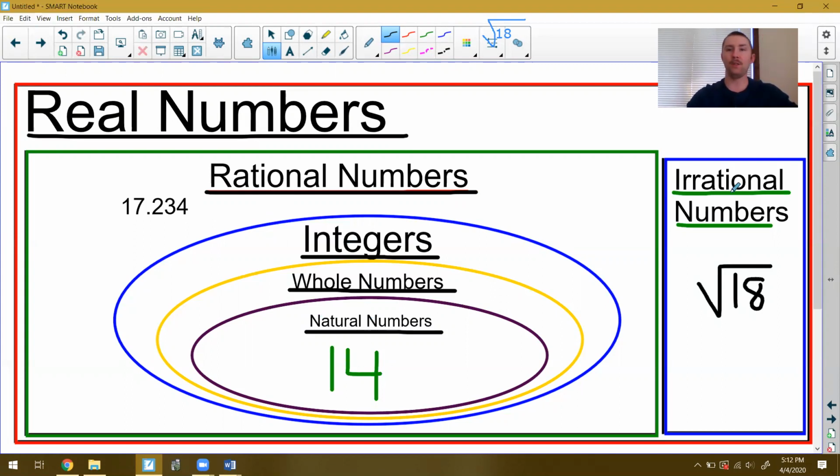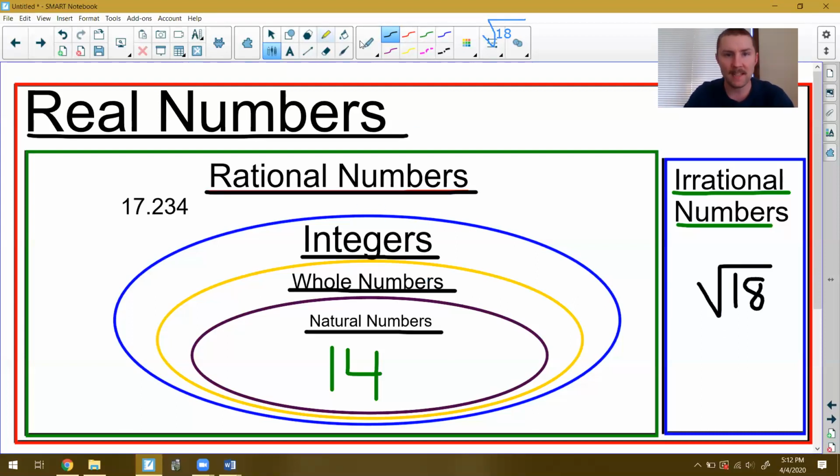Rational numbers and irrational numbers can't happen at the same time. But natural numbers are also whole numbers, and whole numbers are also integers, and integers are also rational numbers. Rational numbers are also real numbers. So there's a lot of categories. So when you get to the problems that ask you to check a bunch of boxes, make sure that you're thinking, okay, if it's in this category, is it also in this category? Is it also in this category? Is it also in this category?